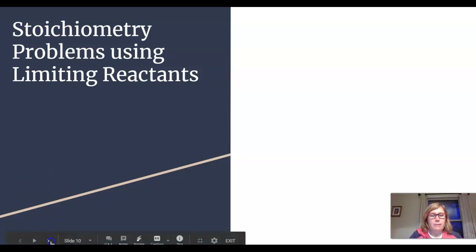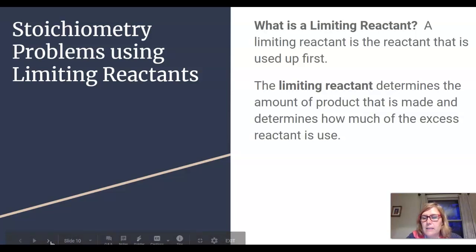So, what is a limiting reactant? Well, a limiting reactant is the reactant that is used up first. Limiting reactants determine the amount of product that is made and determine how much of the excess reactant is used. So we deal with limiting reactants all the time, in cooking and industry. It's the one reactant that is the most scarce, the one that is gone first, that determines how much product you make. So I'm going to show you an example problem on how to determine the limiting reactant.